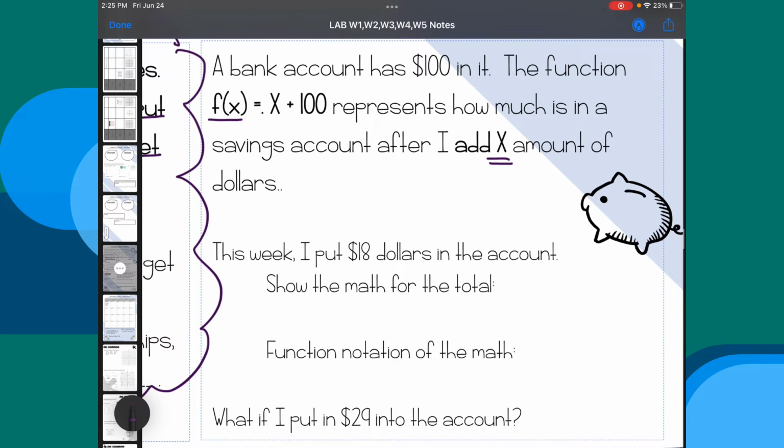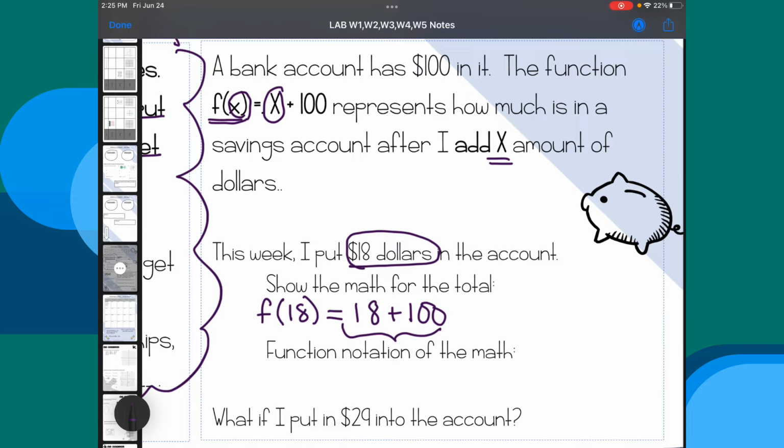So this week I put $18 into the account. So I have my 18 and I know there's already $100 in the account. When we write it in function notation, we would say f of 18. So we're plugging in for this x here and this x. We will then do the math of 18 plus 100. That's going to give us a total of $118.